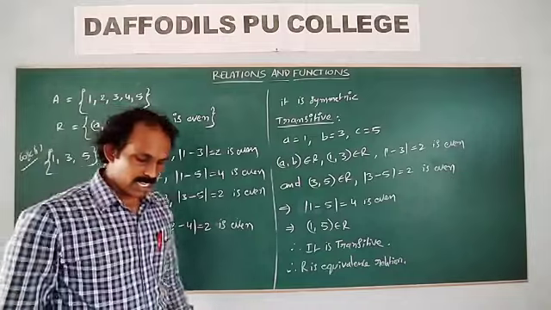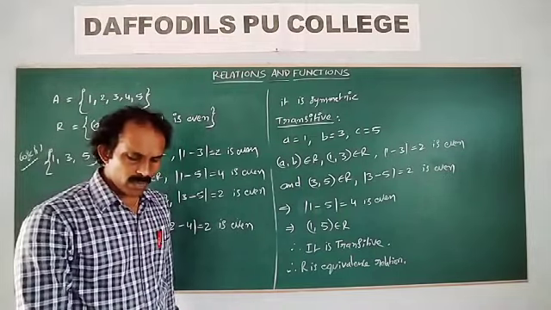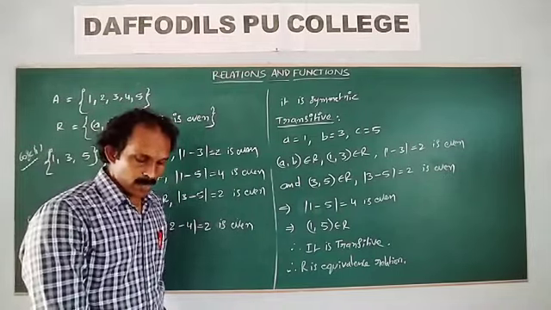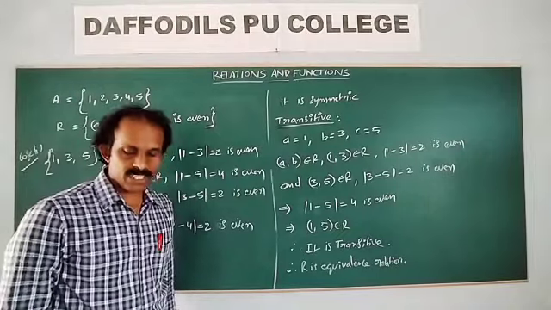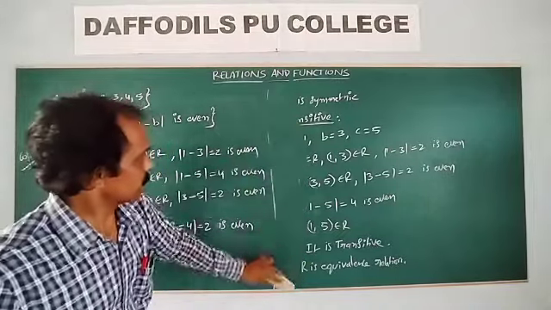Next, one more part is there, which you want to show: no element of {1, 3, 5} is related to any element of {2, 4}.